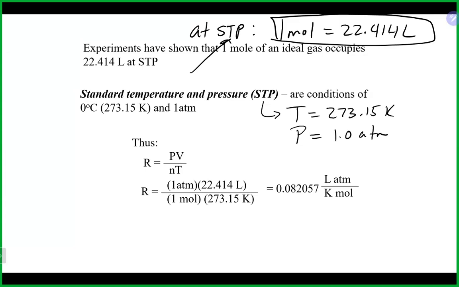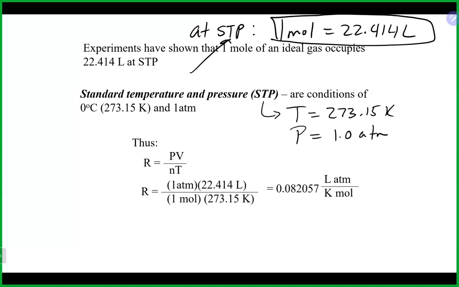So if you want to use that conversion, it has to be at STP conditions. If the temperature is not 273.15 and the pressure is not 1 atmosphere, you should never use that conversion. You can only use it under those conditions. So that's what I was saying. If you don't want to worry about it, just forget it and just pop it into the ideal gas law always, and you'll be okay by putting the numbers in.